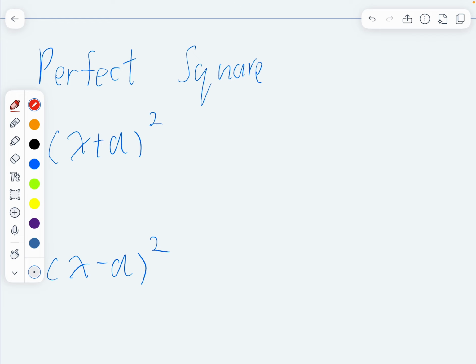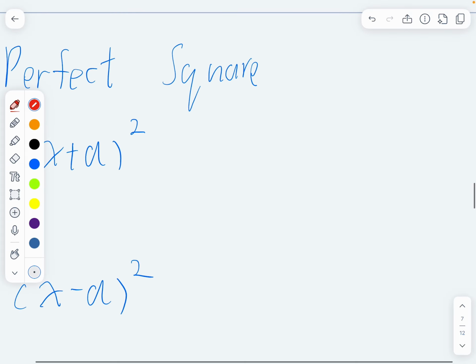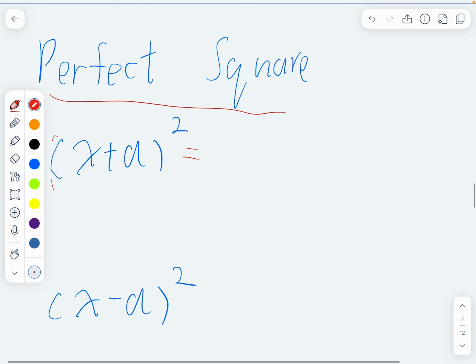The next subsection we're going to talk about is the binomial theorem. So this is called the perfect square. That means the two terms are the same. For the first one, it is x plus a squared together. So we can write the same and add them together. So it's going to be x plus a times x plus a, right?